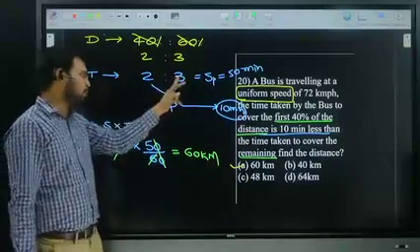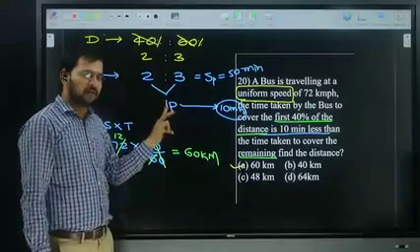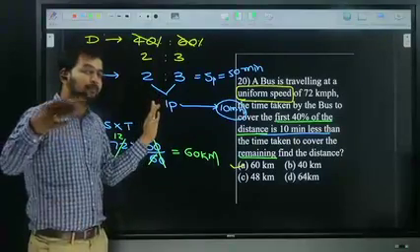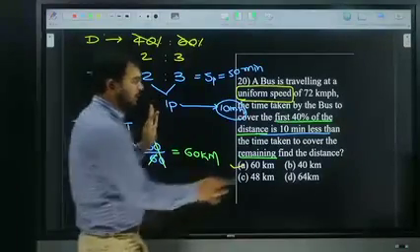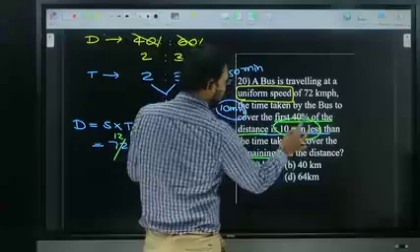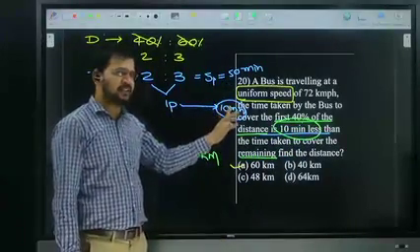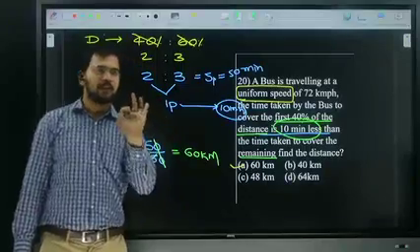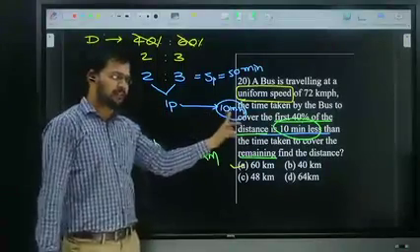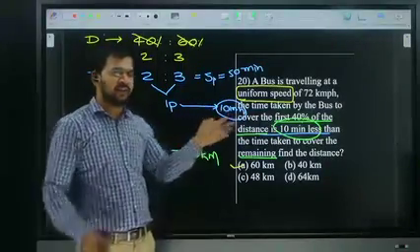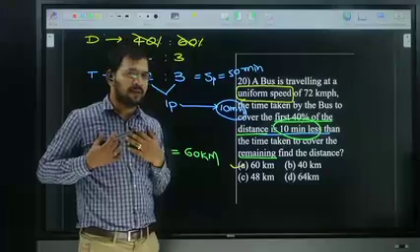In terms of parts, how many parts difference is there? 1 part less. But in terms of minutes, how many minutes less? 10 minutes less. 1 part is nothing but 10 minutes. In terms of parts, 1 part; in terms of minutes, 10 minutes. Now I need the total time.